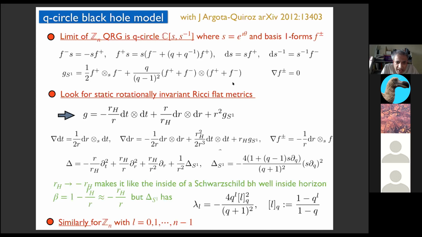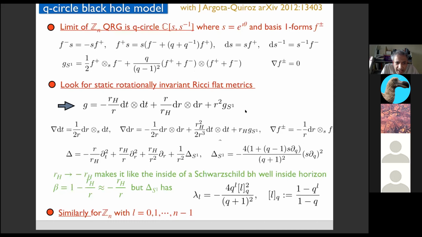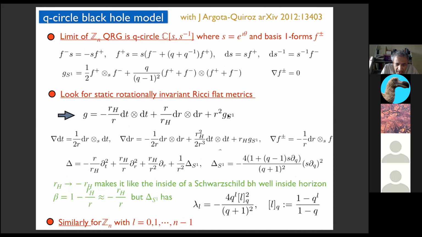After normalization, I throw away some normalization factor. The Levi-Civita connection is very simple. It's just 0 on the F plus. It's just a circle after all. It's very trivial. Now we take that geometry for the angular part, and we go through the same analysis.